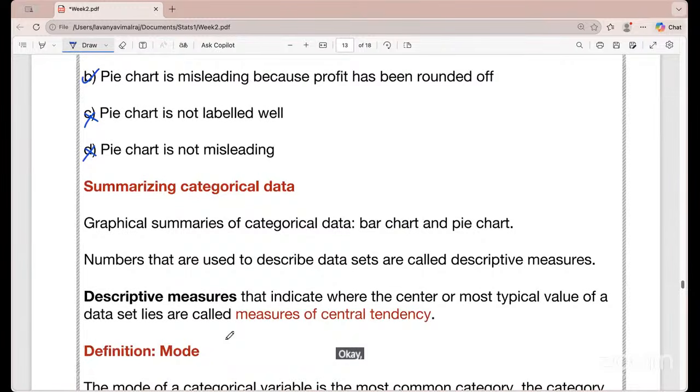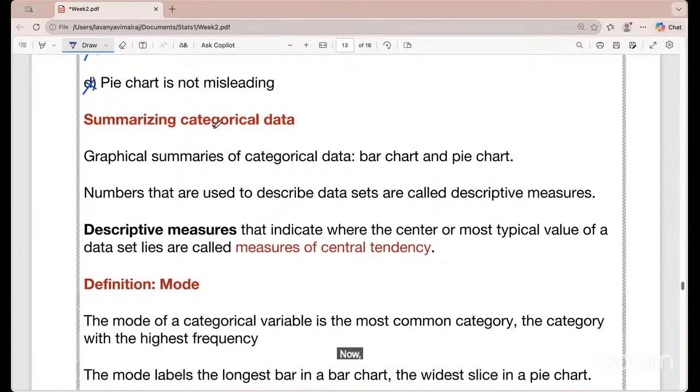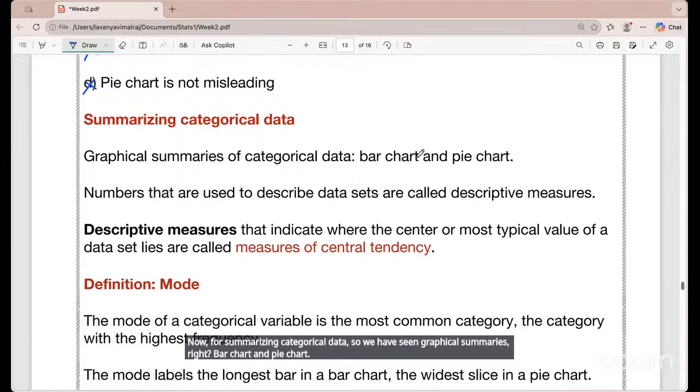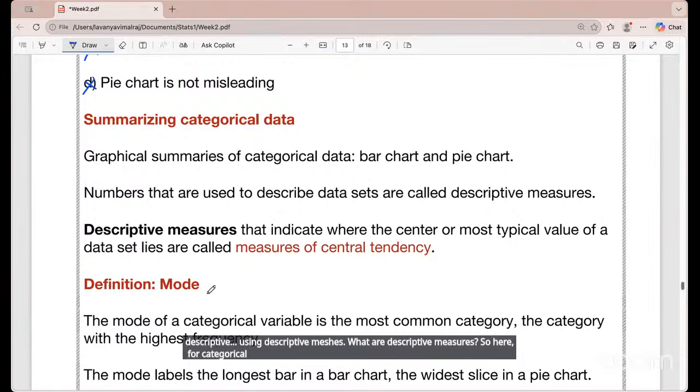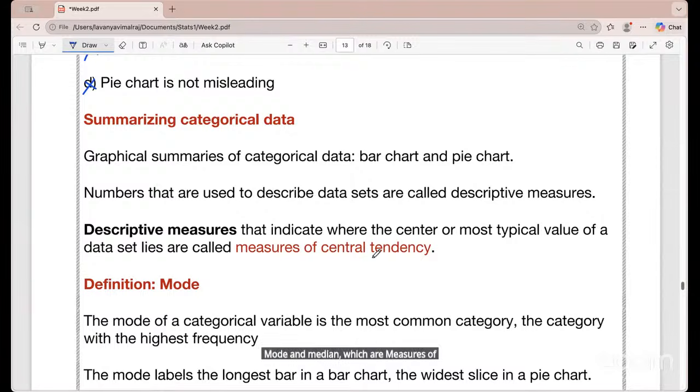Okay, good. So moving on to the next important topic. Now for summarizing categorical data, we have seen graphical summaries, right? Bar chart and pie chart. So the next way to summarize categorical data is using descriptive measures. What are descriptive measures? Here for categorical data, we are going to see mode and median, which are measures of central tendency. It is kind of the center or most typical value of a data set.